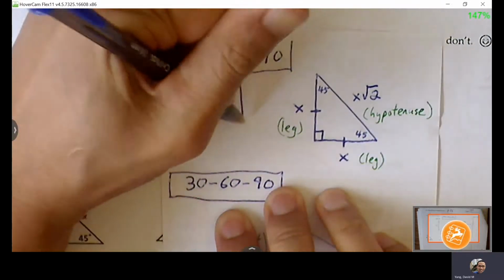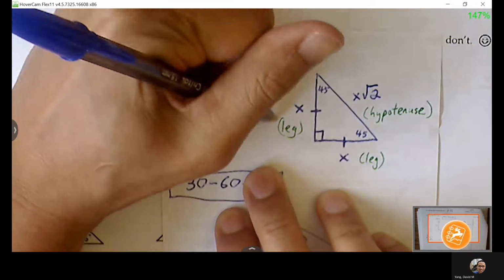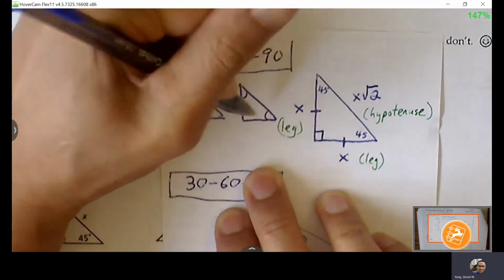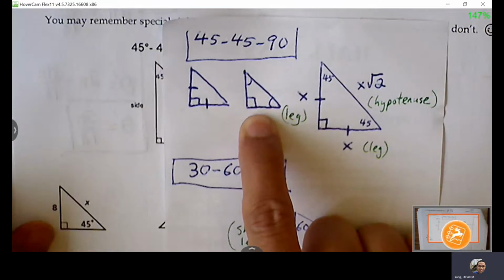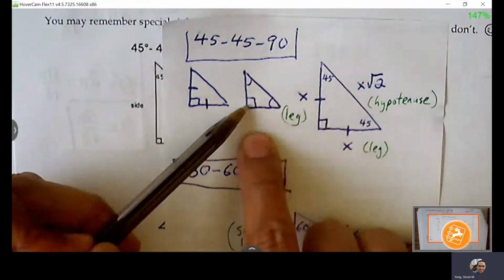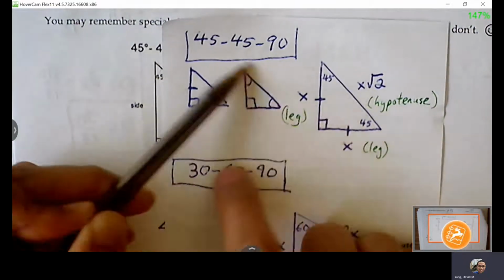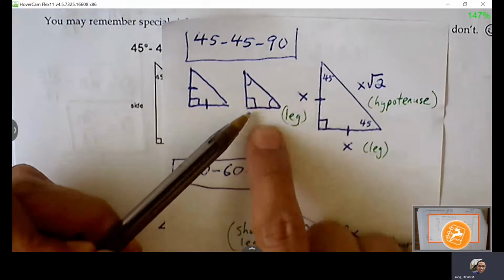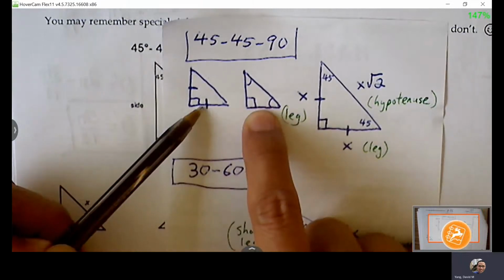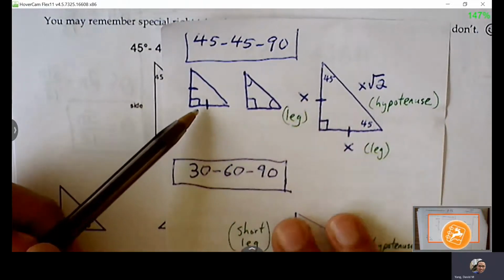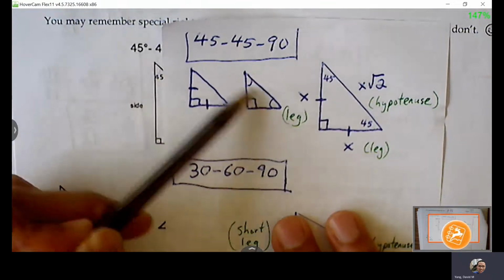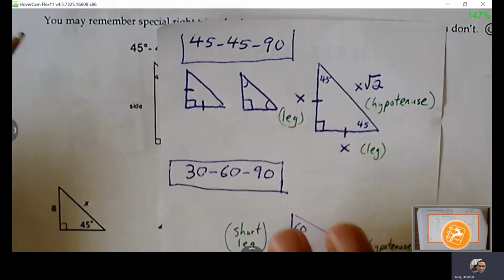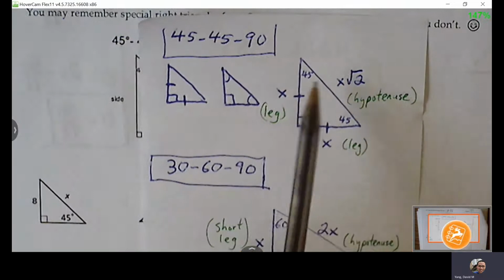Here's another 45, 45, 90. That marking is also enough to demonstrate 45, 45, 90, because 90 degrees, equal angles, there's no other variation for this except for 45, 45, 90. Okay, so it doesn't have to explicitly state it's a 45, 45, 90. These markings by themselves would be enough.